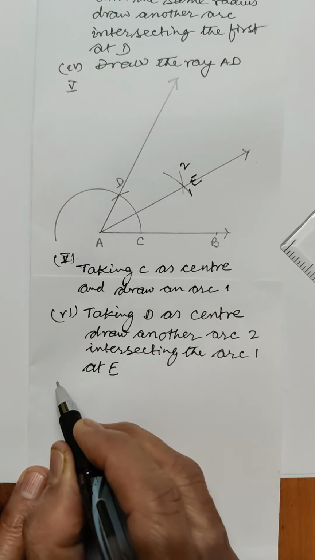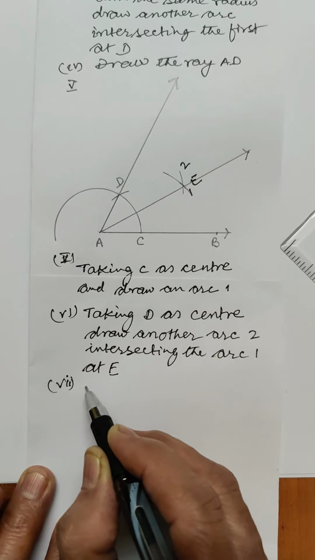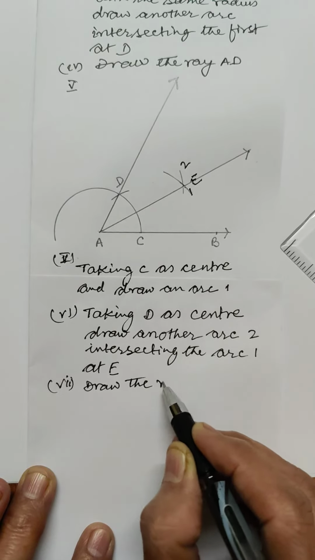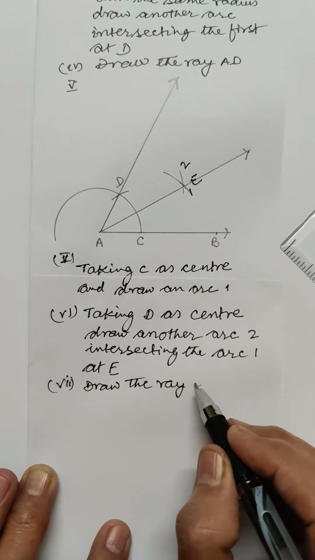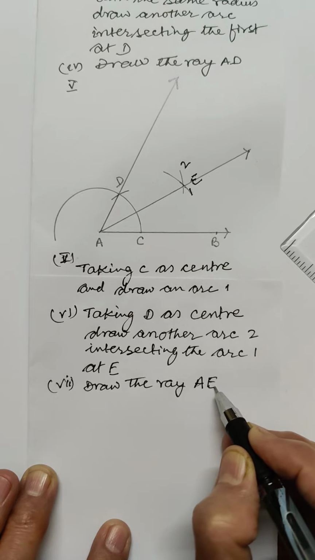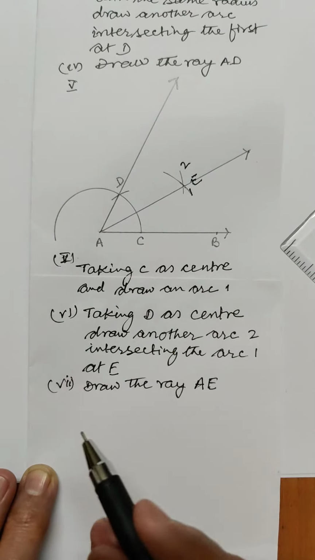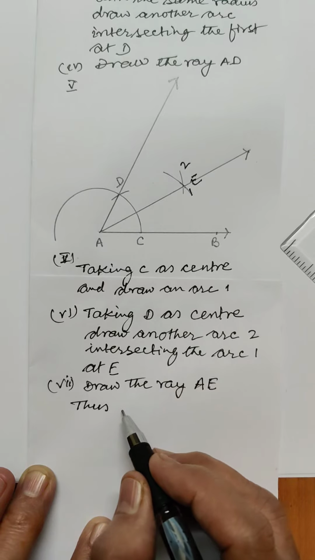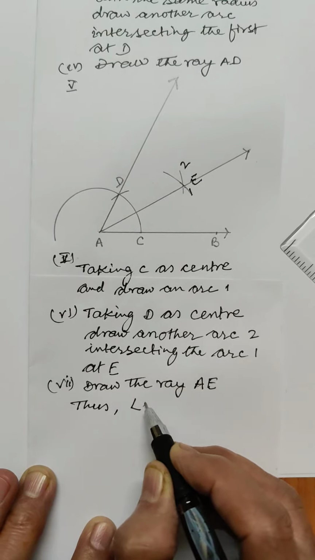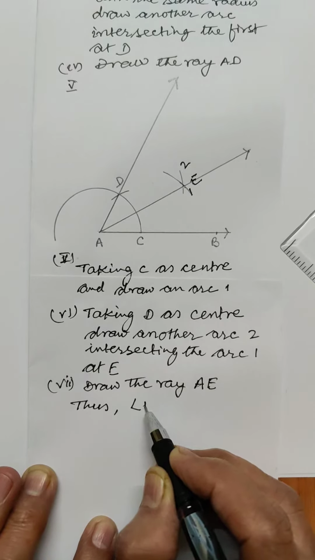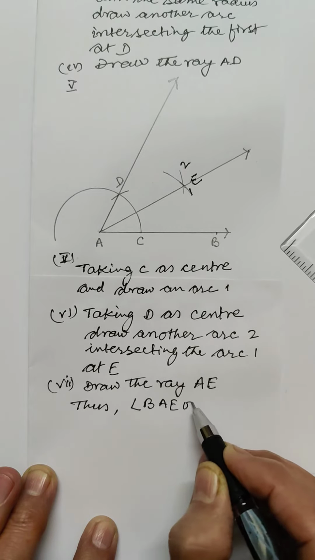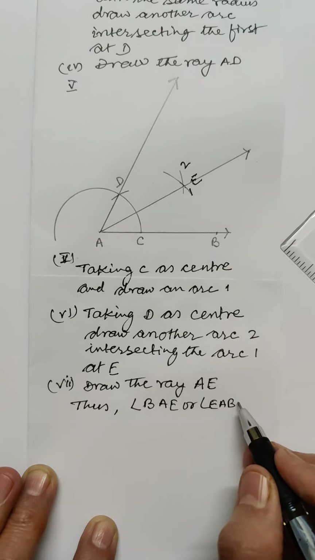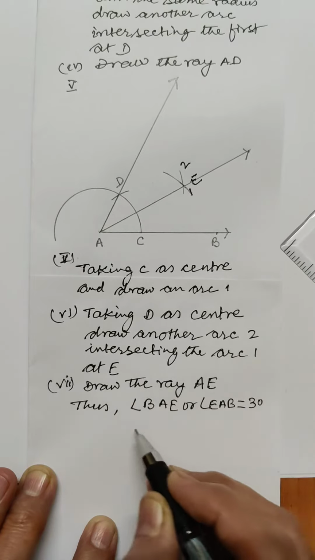At the seventh point, draw the ray AE, the ray passing through E. Thus, angle BAE or angle EAB is the required angle equal to 30 degree.